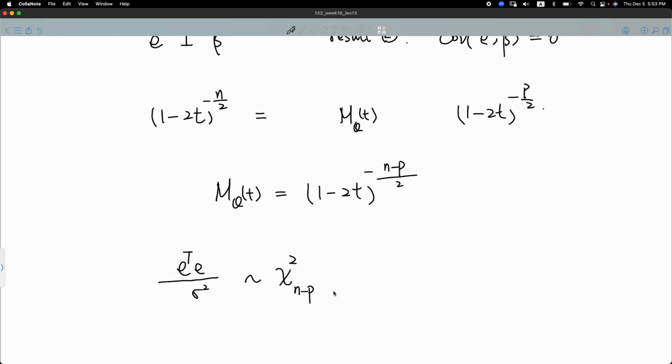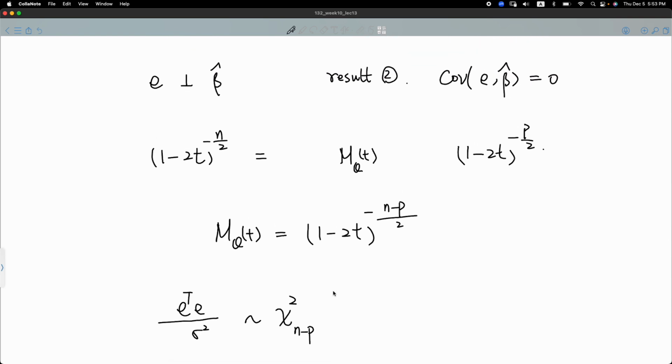So we went through a lot to calculate this, and now we have enough information to calculate our test statistics. So any questions or comments up to this point regarding how we get the distribution for this E transpose E over sigma square?